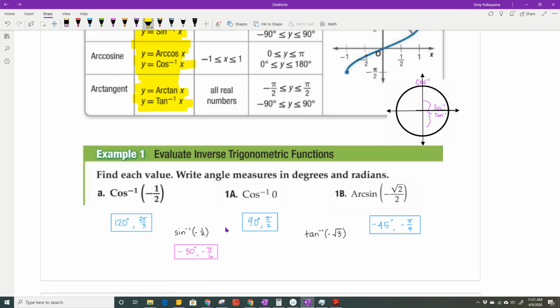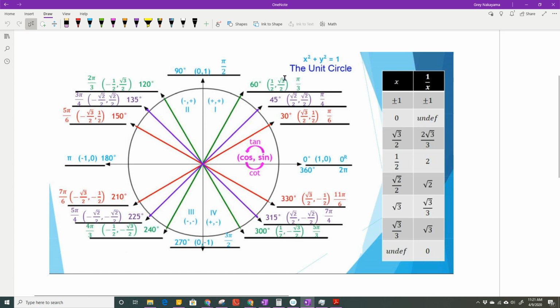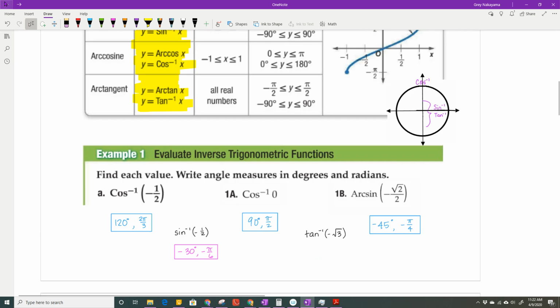All right, inverse tangent of negative square root of 3. Again, if it's inverse sine or inverse tangent of a negative value, put the negative in your answer. Where is the tangent equal to the square root of 3? That is when it's sine over cosine. So the tangent is the square root of 3 right here. So my answer is going to be negative 60 or negative pi over 3.